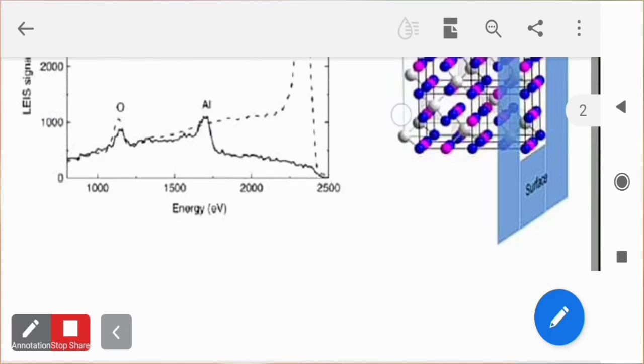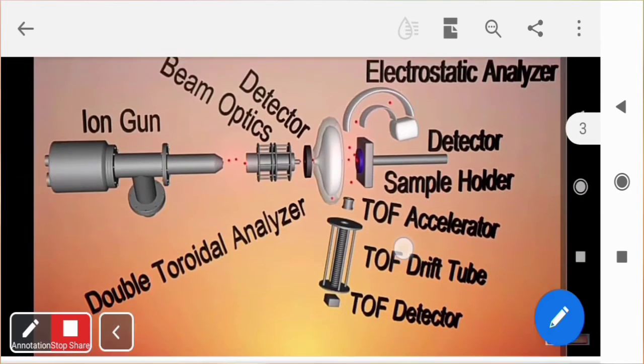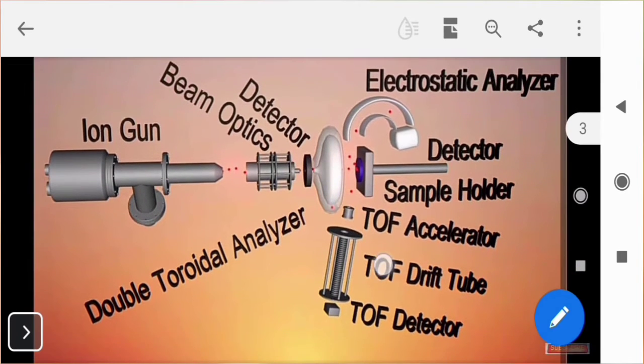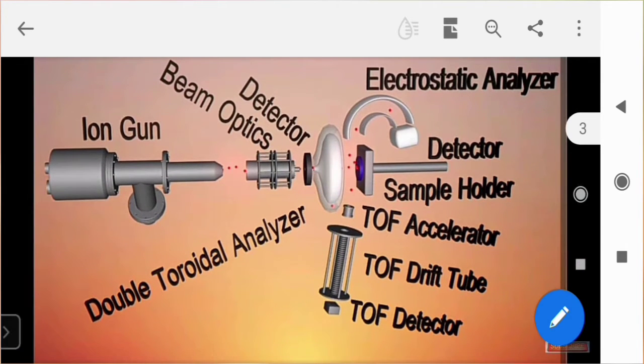So in our demonstration video, we have seen this basic instrumentation here. Like an ion gun is used, a beam splitter is used. Detectors are used, two types of detectors: an electrostatic analyzer and a time of flight detector. Then the sample holder is there. The video explains quite well how all these things work in the actual instrument.